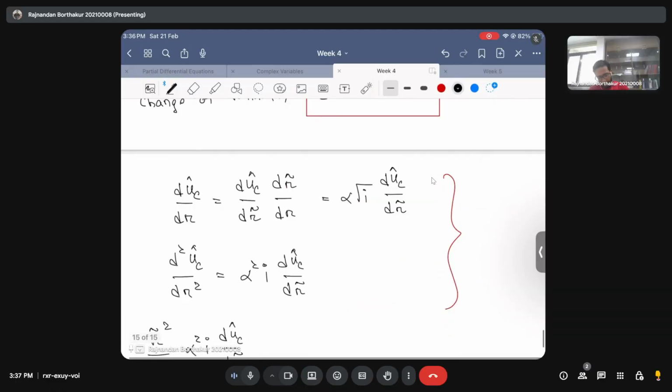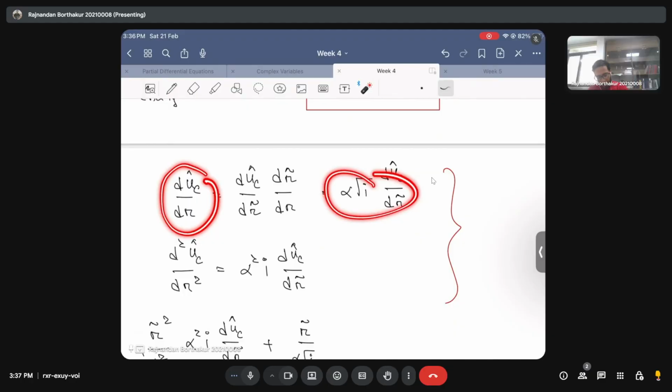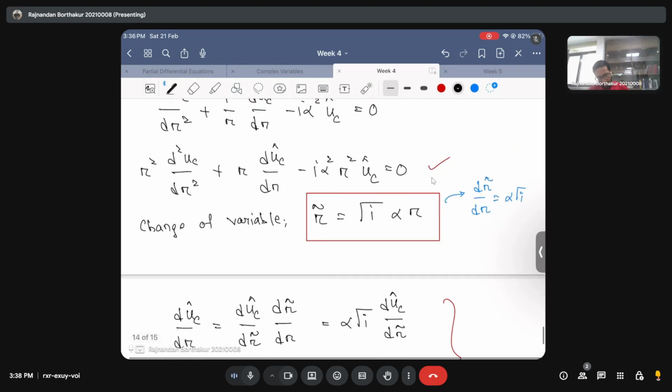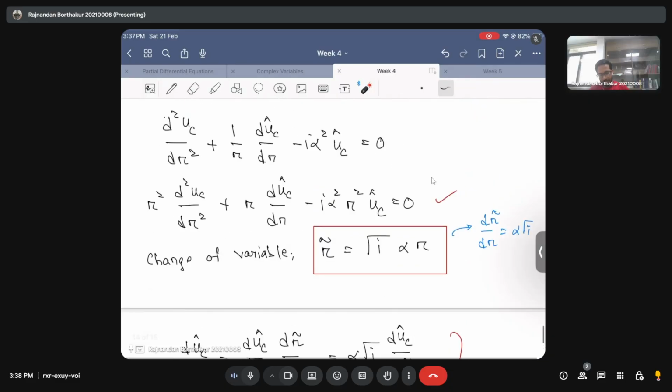Okay, and then r is going to be r tilde by alpha root I, and this duc hat by dr is going to be this term. This is just some algebra, there's nothing really physics here, just algebra. Then I have this term, which is equal to minus r tilde squared uc hat equal to 0. In simple terms, I'm trying to transform this ODE into an equation in uc with a different variable, r tilde, and for that I'm doing this transformation and evaluating these derivatives. That's all that I'm doing.